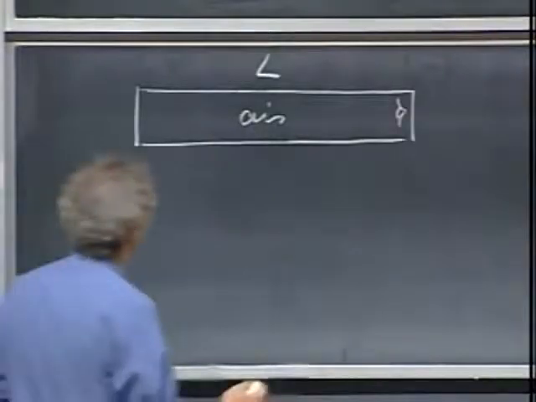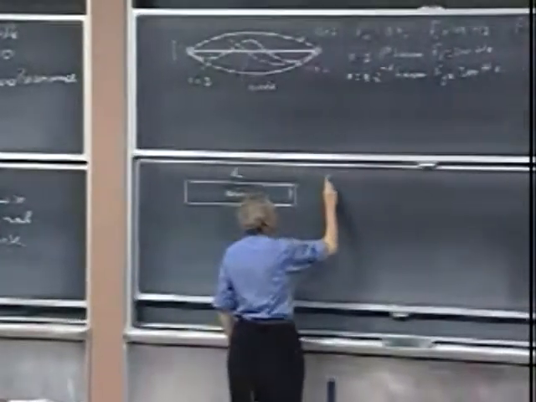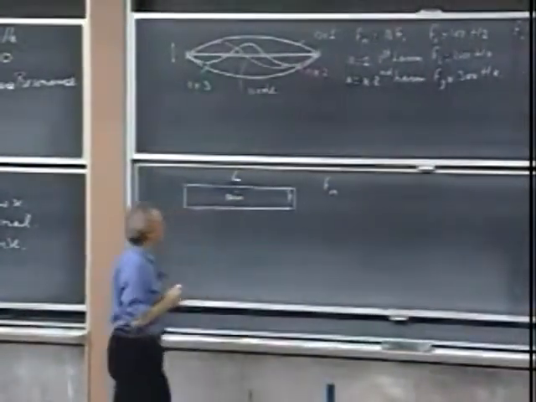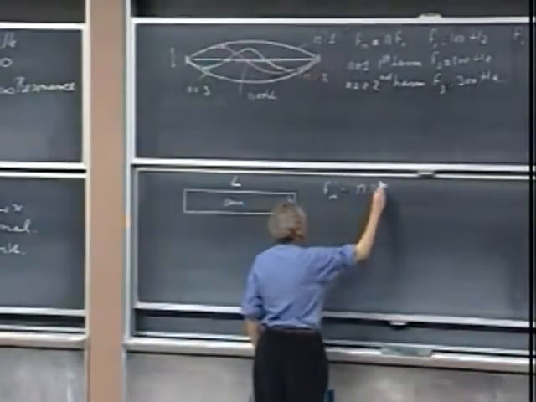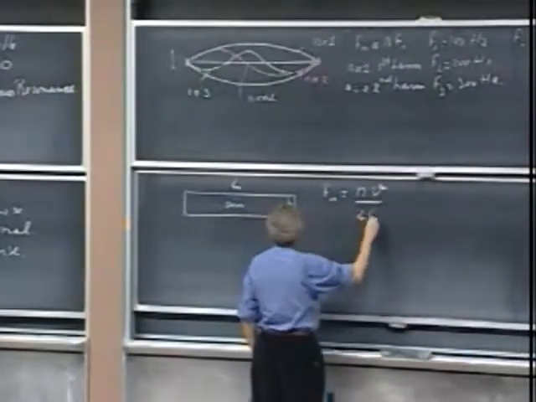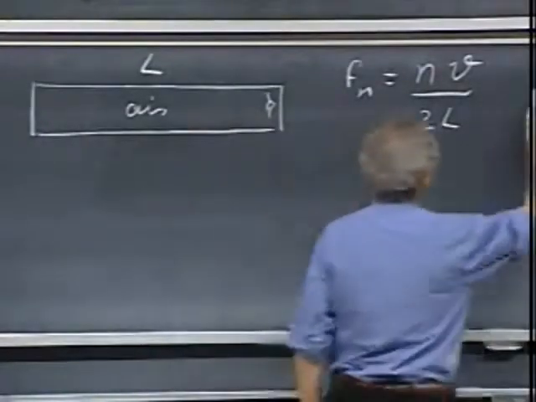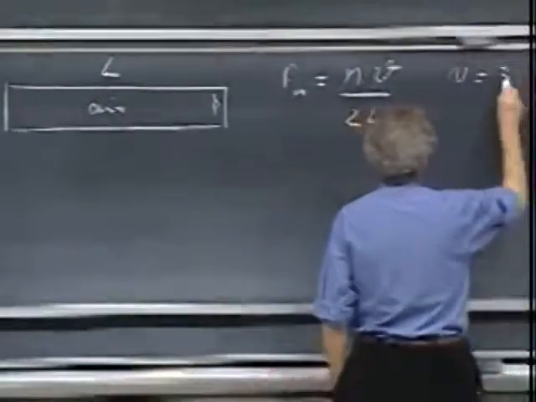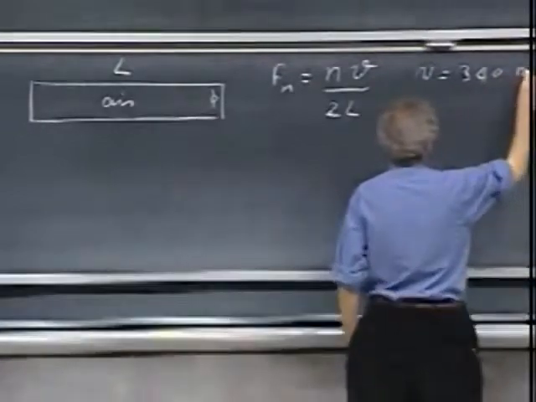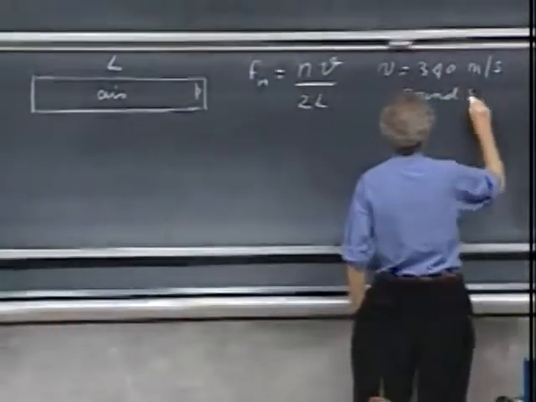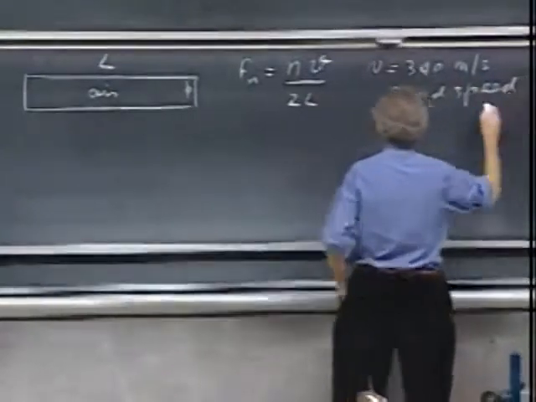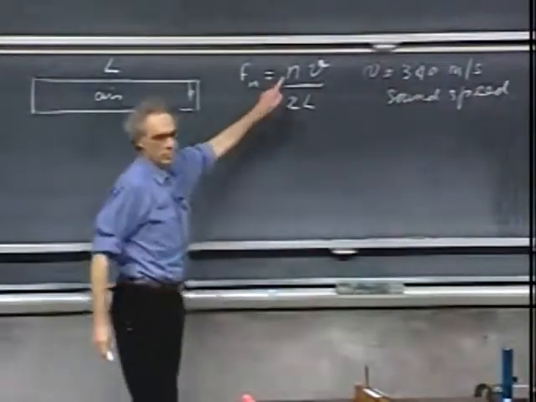In this case, the nth mode, the nth harmonic, is given by f_n = n times the velocity of sound divided by 2L. And V is about 340 meters per second at room temperature, so it is the sound speed. Notice it's again linear in n.